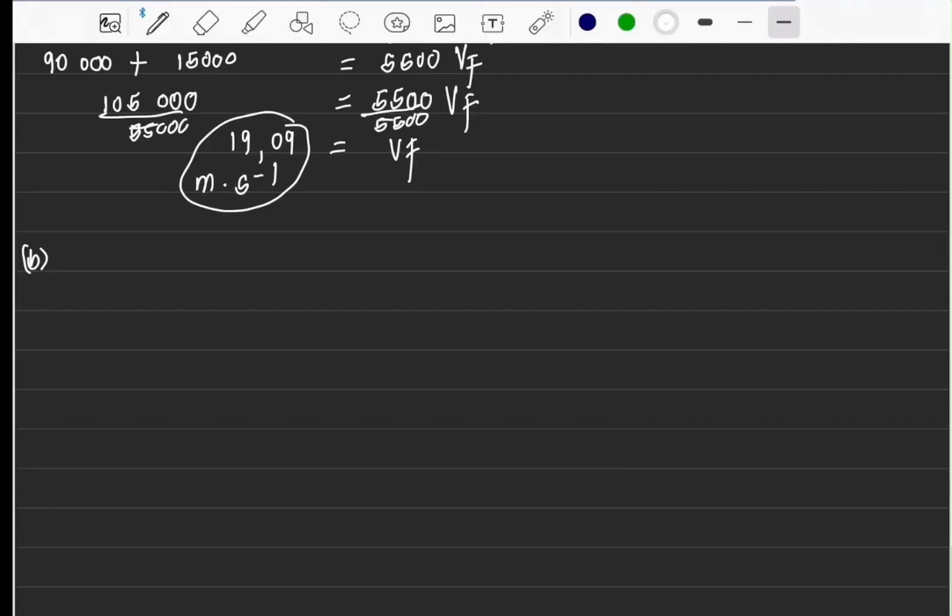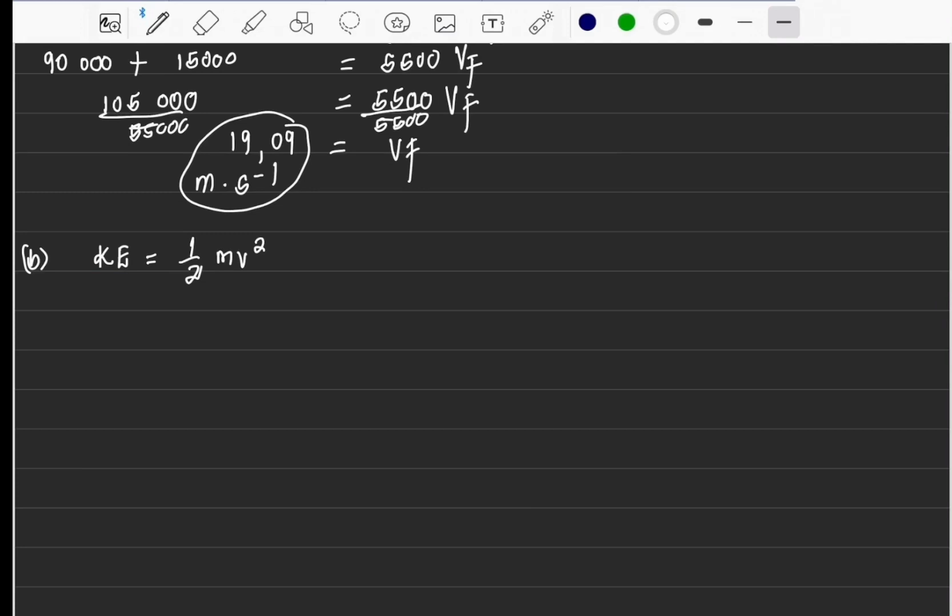So the formula for calculation of kinetic energy is KE equals 1 over 2 mass multiplied by velocity squared. We are told that we should calculate the initial kinetic energy before the collision and the kinetic energy after the collision for question number B.